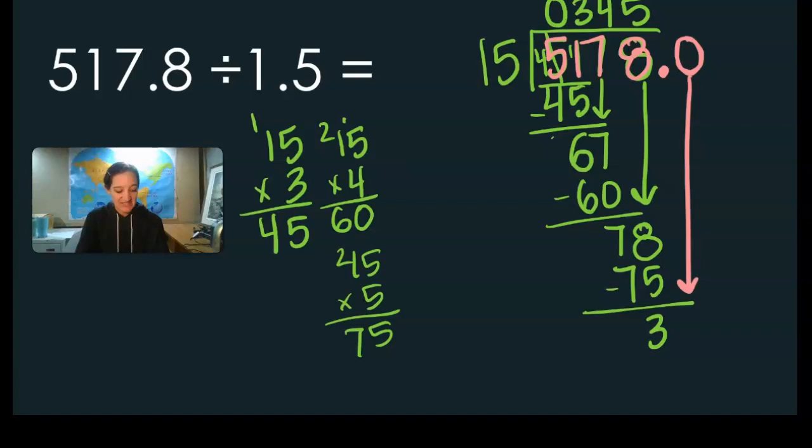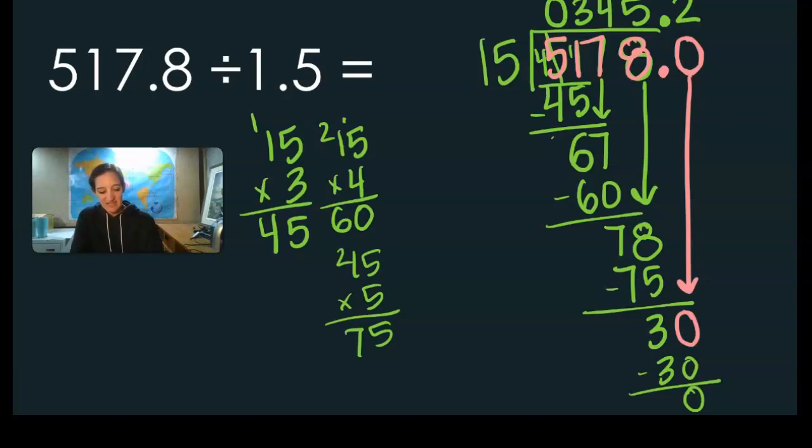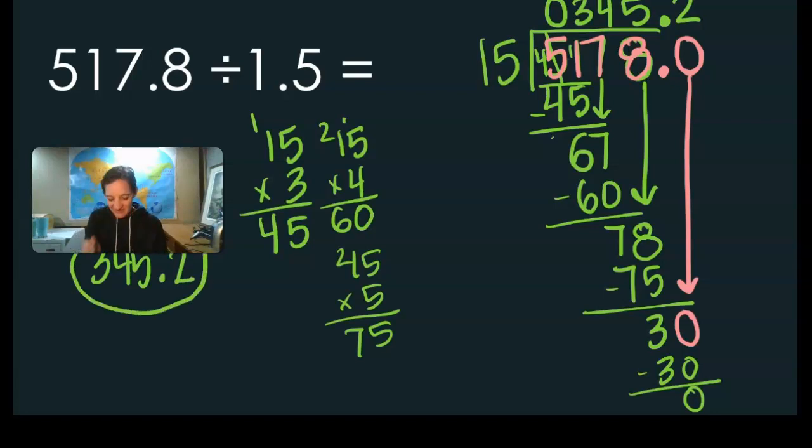What it does is it helps me bring down another number to figure out what my decimal remainder portion of the problem is. 15 will go into 30 twice, because 15 times 3 is 30. So I have no remainder. So the answer is 345.2.